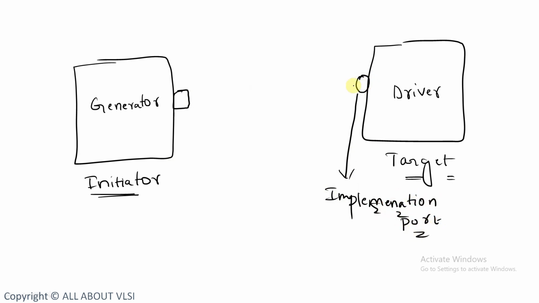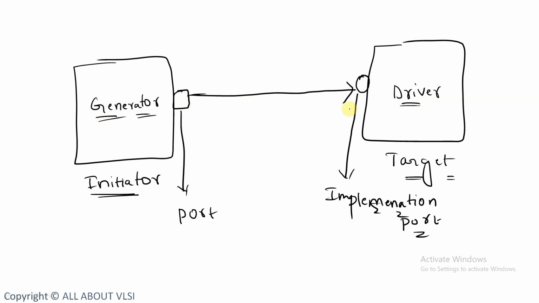Okay, because these two have the same symbols, right? So I will tell you how to differentiate them, and this is nothing but your port. Basically, the initiator will initiate the transaction and the target will implement that particular thing. Now, the generator has a port and the target driver has an export, sorry, the driver has a port.